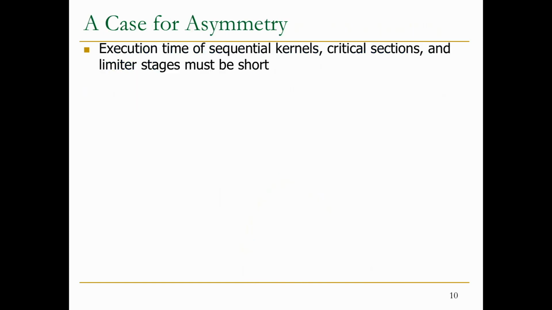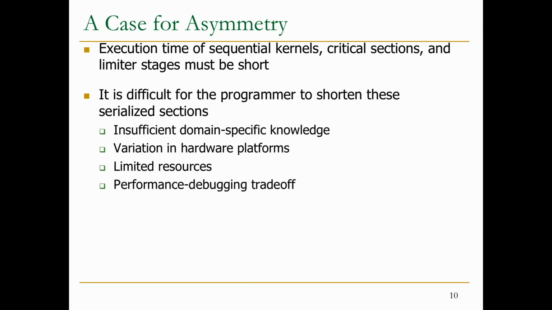Okay, so basically, this is the case for asymmetry here. I think it's obvious by now. You have these sequential parts of a program, which could be sequential bottlenecks, critical sections, or limiter stages. And they really must be short if you want high scalability and high performance.